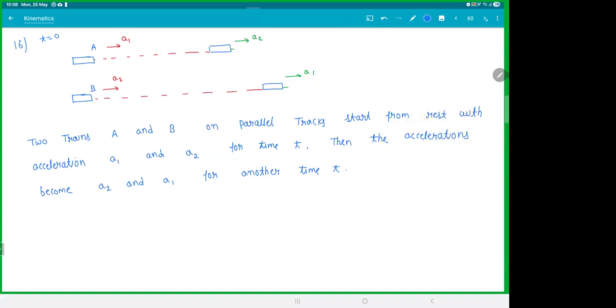Find the ratio of the distance traveled by A to the distance traveled by B in time 2t. So the total journey is 2t. What will be the ratio? The second part: whatever ratio you get, what is the range of SA by SB? Range means the maximum and the minimum value. When you find SA by SB, you will get some function, right? What is the maximum value and what is the minimum value of that function?